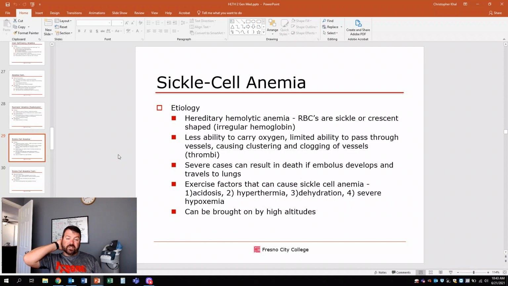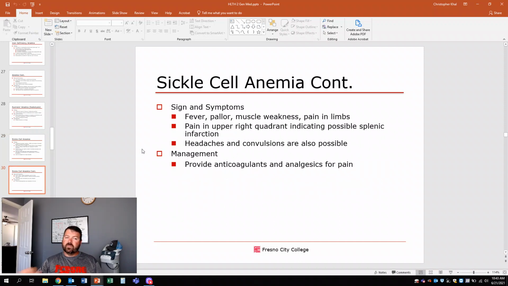Some factors that can cause sickle cell crises are acidosis, hyperthermia, dehydration, severe hypoxia, which can also be brought on by high altitudes. Signs and symptoms: fever, pallor, muscle weakness, pain in limbs, pain in upper right quadrant, indicating possible splenic infarction.